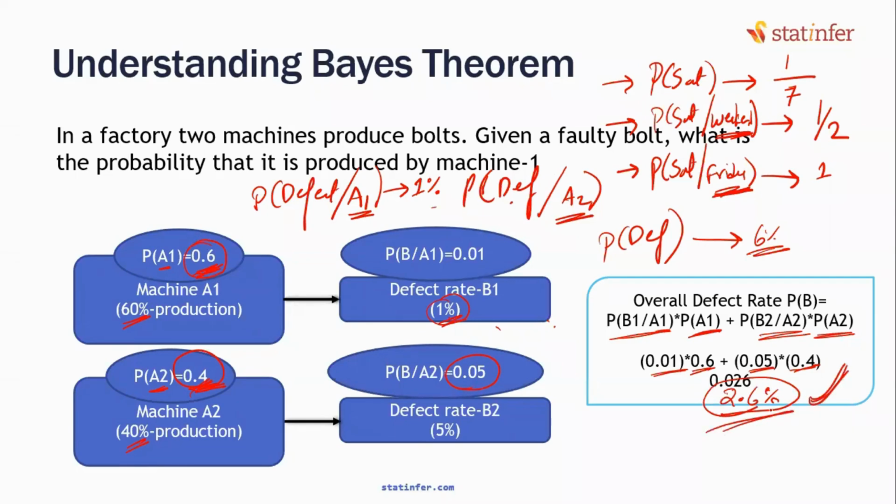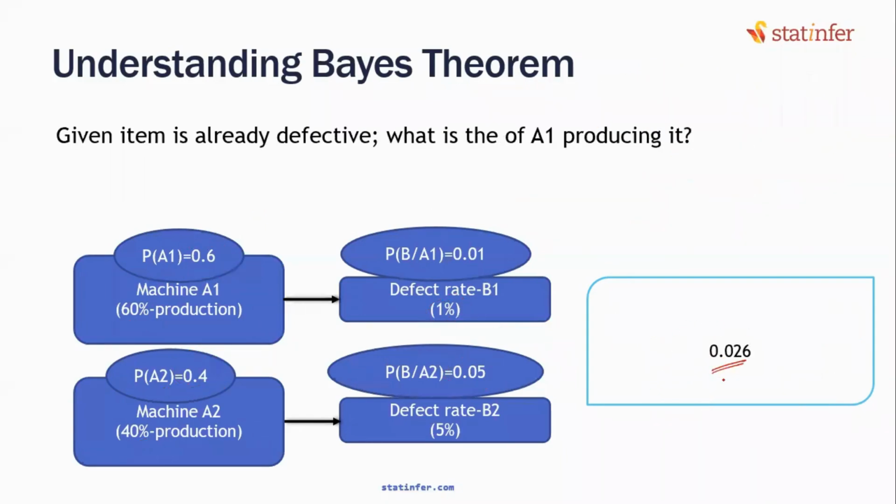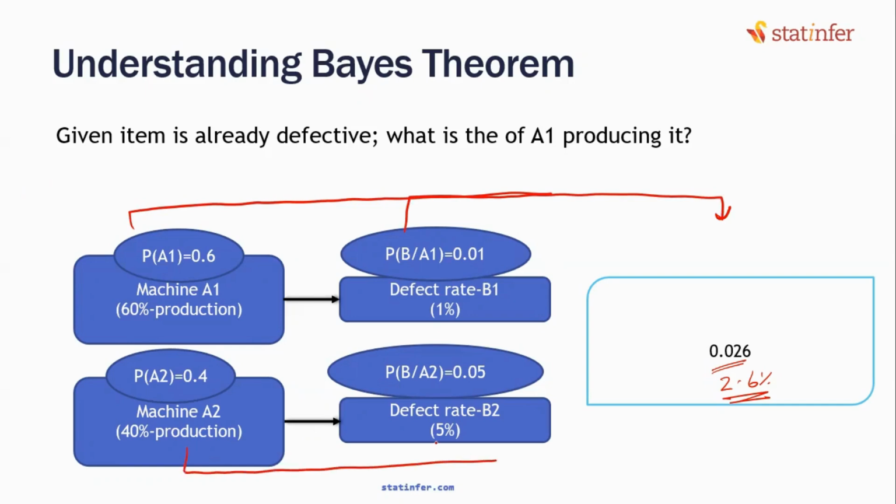How is this 2.6% arrived at? Is it very clear to you? The percentages and the production are multiplied. So the overall defect rate here is 0.026, which is 2.6%. That is how the regular probability flows. The regular probability goes from your left hand side to right hand side. Machine production probability, then given the machine, what is the defect rate? Machine A2 production probability, given the machine, what is the defect rate? The regular probability goes from left hand side to right hand side.